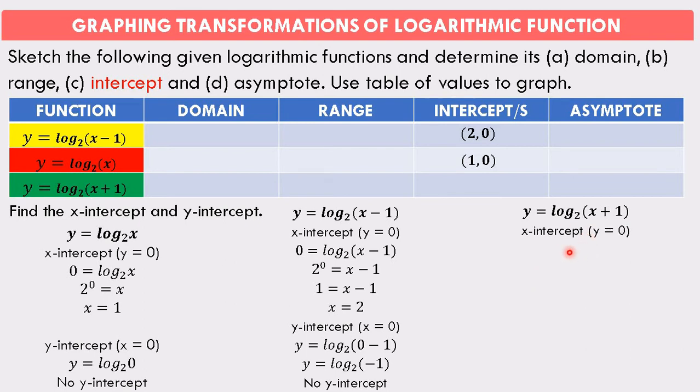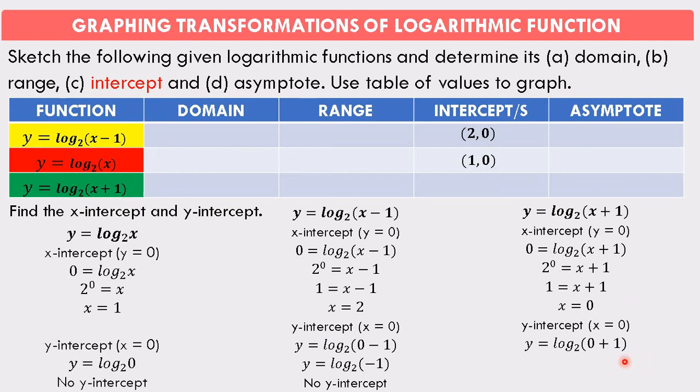And lastly, y equals logarithm of (x plus 1) to the base 2. For the x-intercept, y equals 0, so 0 equals logarithm of (x plus 1) to the base 2. Simplify, 2 raised to 0 equals x plus 1. So 1 equals x plus 1. Transfer 1 to the other side, we have x equals 0. Then for the y-intercept, we have y equals logarithm of (0 plus 1) to the base 2.